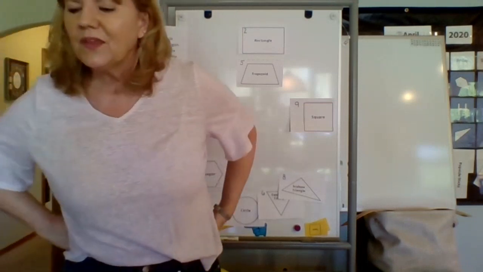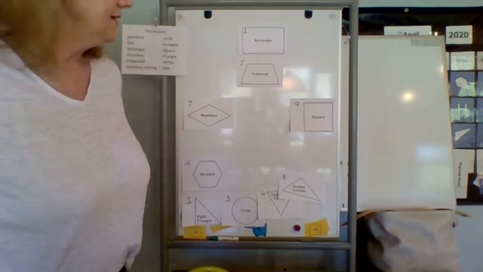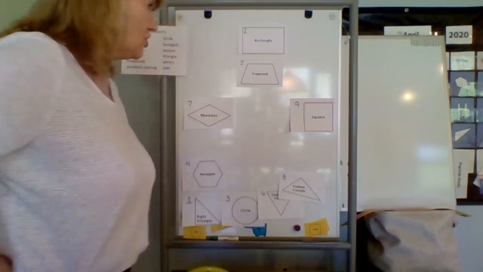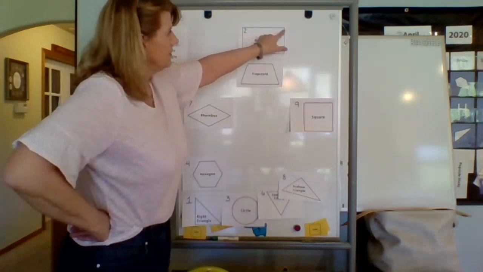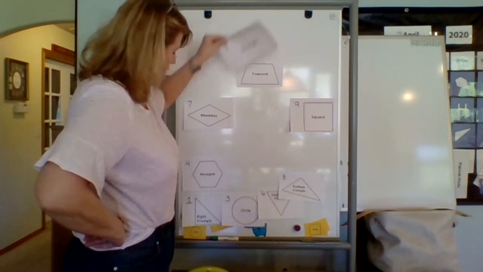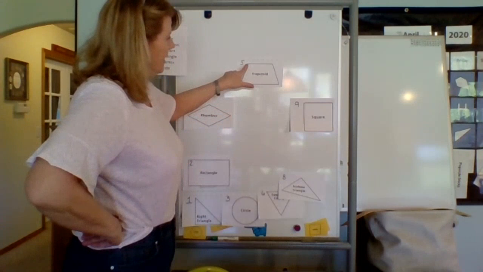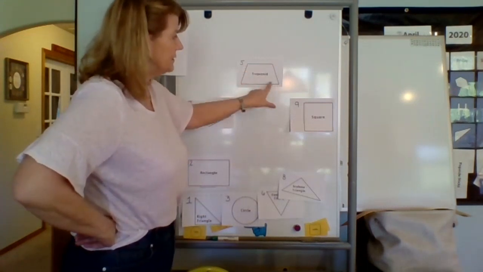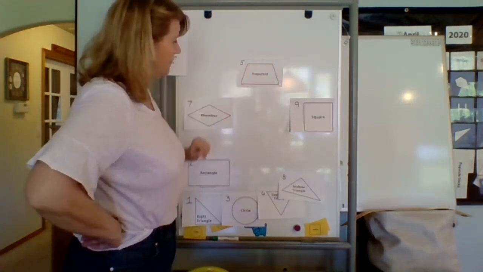Your final clue. One of my sides is longer than the other 3 sides. Well, this one's longer than this side and this side, but it's the same as this side, so it's not longer than them all. The trapezoid. We have a short side, a medium side, and one that's the longest.